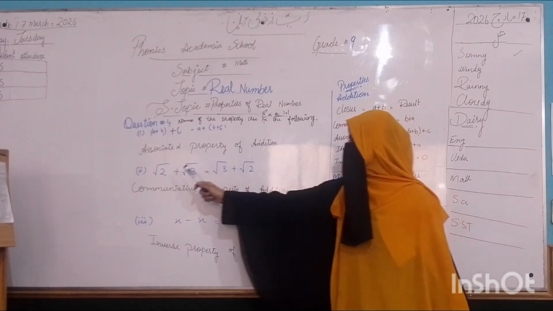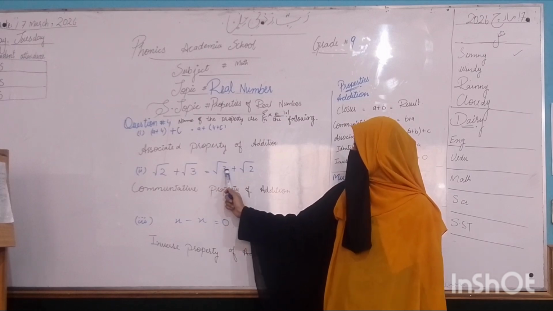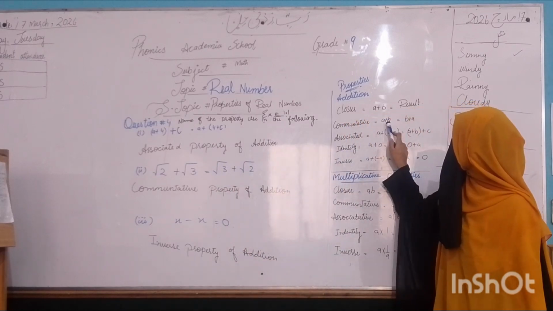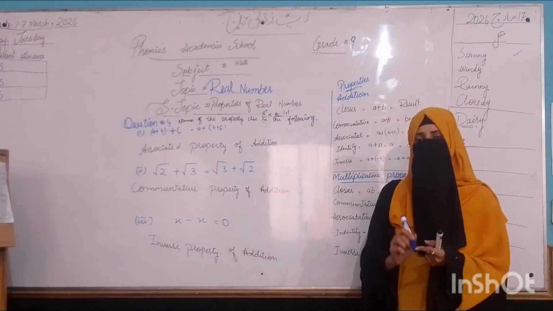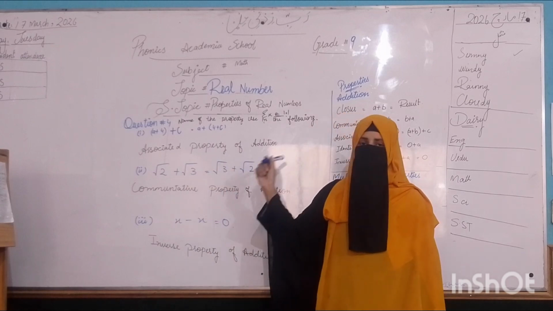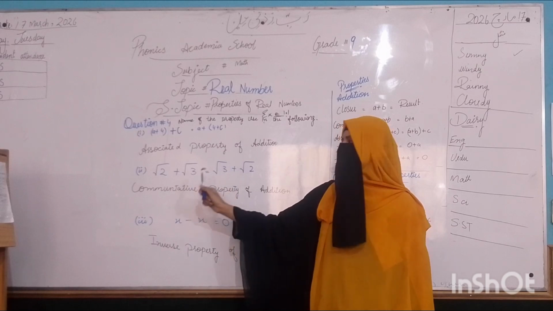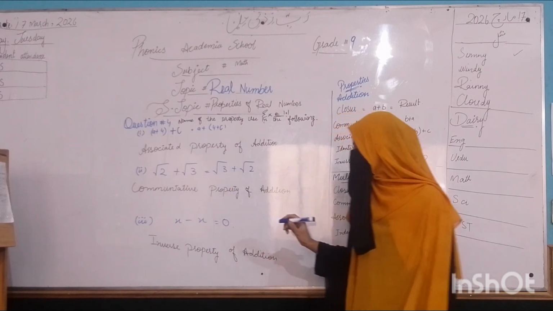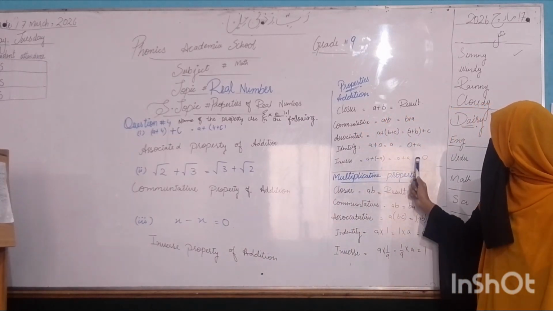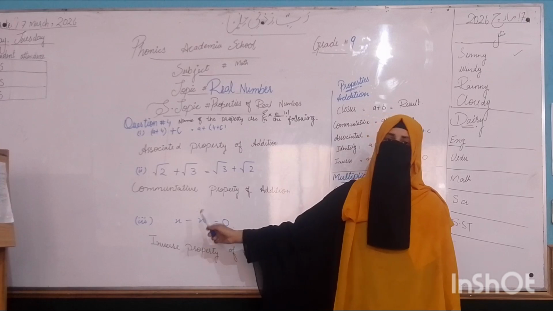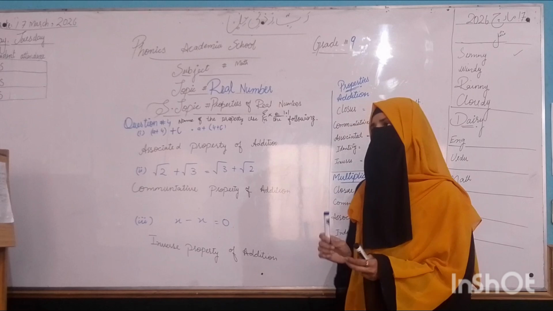Next, question number 2: a and b. The first value is a and the second value is b, so a plus b is equal to b plus a. When you have a plus b and b plus a, it is called the commutative property of addition, when the left hand side and right hand side are equal to each other. Next is x minus x equals 0. It is called the inverse property because the term is subtracted from itself. If any number is subtracted from itself, the answer is always equal to 0.